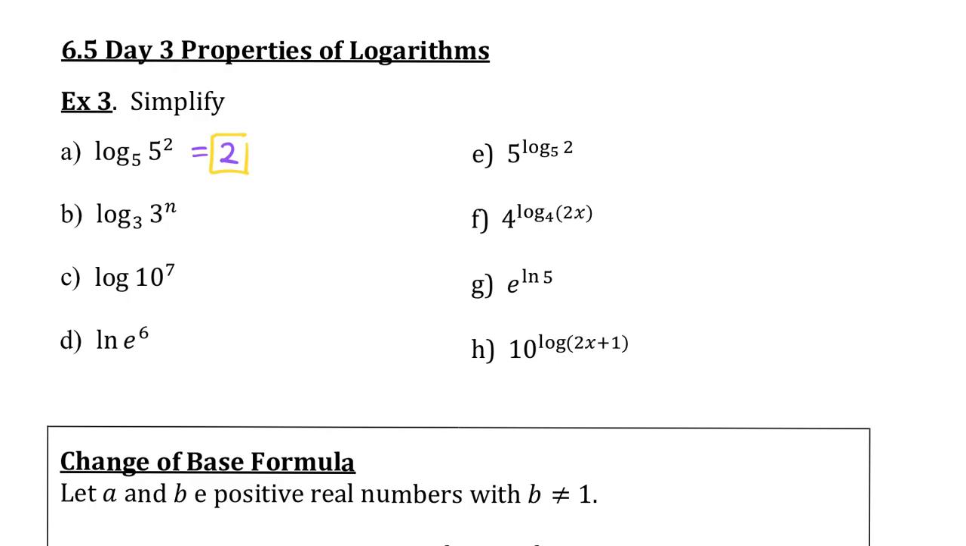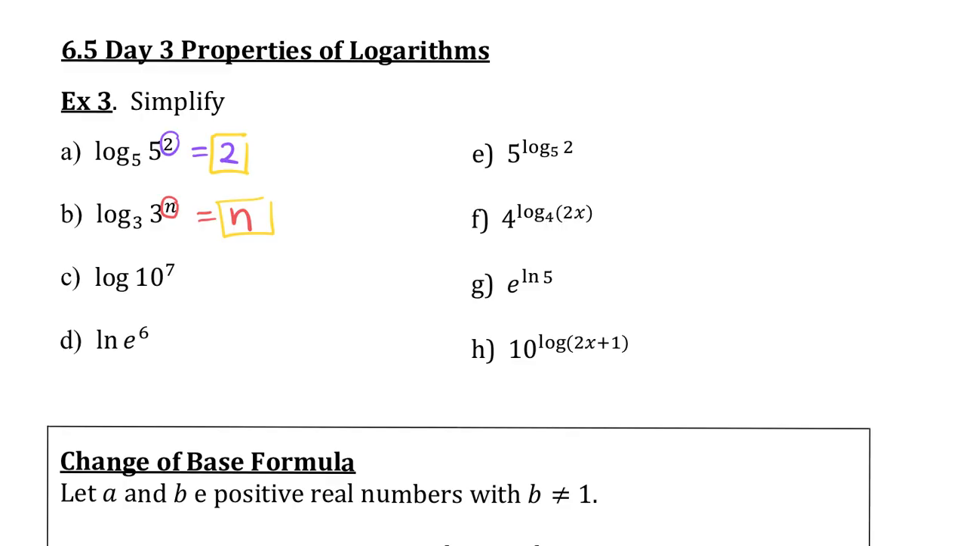Okay, so if we look at B, log base 3 of 3 to the n, what do you think the answer is, even though there's no numbers there? Yep, this one was n. So this one is saying, what's the exponent when the base is 3? Well, the exponent is n because I can see it right there. So log base 3 of 3 to the n is just n, because the log is asking what's the exponent when the base is 3.